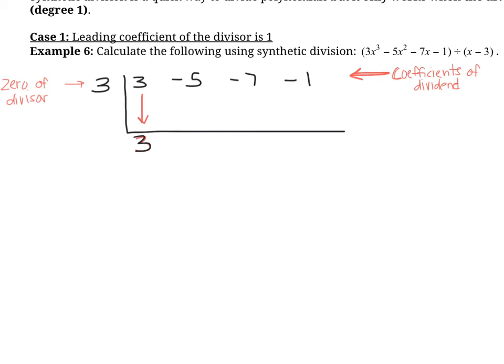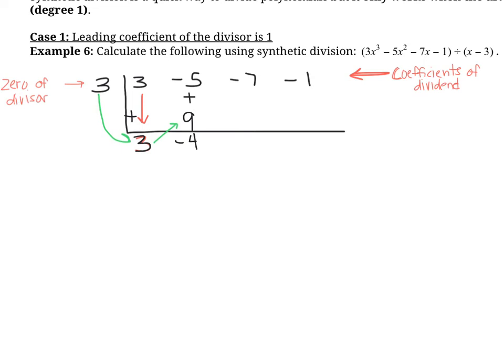So here's what I mean by this. I'm going to multiply 3 by 3 first, and that answer is going to come up here. So 3 times 3 we know is 9. Now in this section here we're going to be adding. So next we're going to do -5 plus 9, and that's going to give us -4.